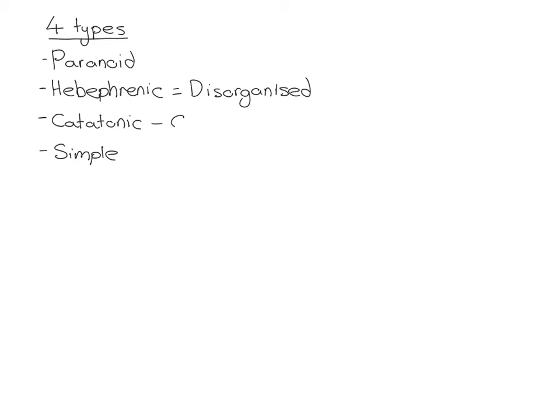I'll just write that word down. So catatonic schizophrenia comes from the word catatonia. And catatonia means that you're in a conscious stupor, effectively. You might just be sitting there, not responding to anything around you, but conscious. You're not unconscious, you're not lying flat. Your eyes might be open, but you're just not capable of responding to anything.